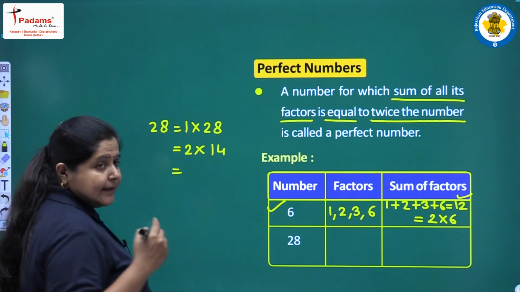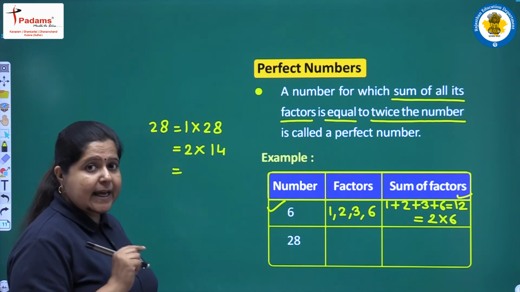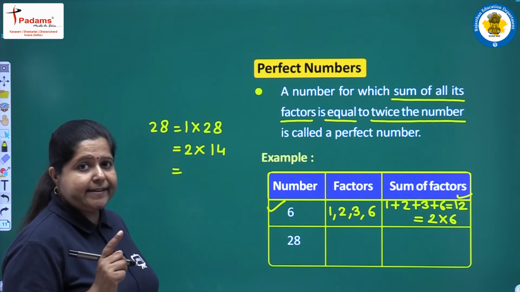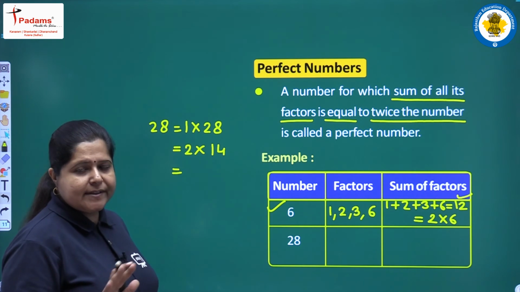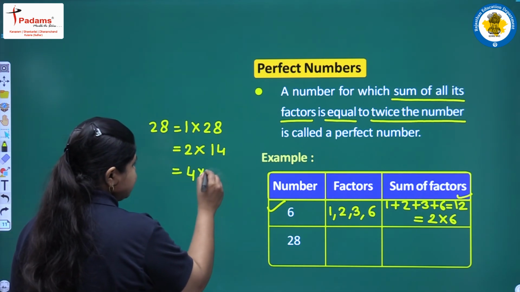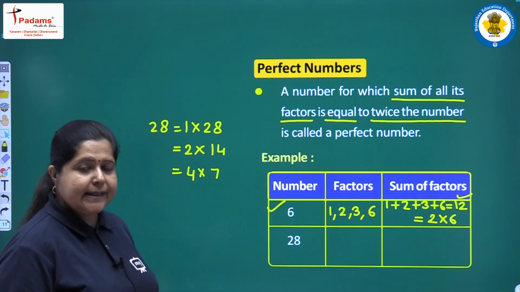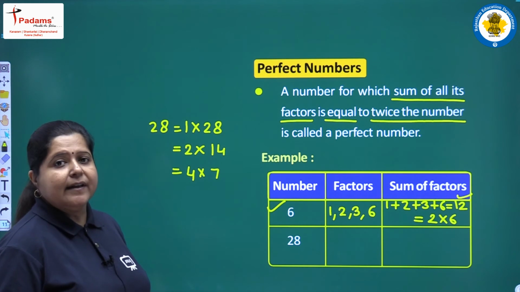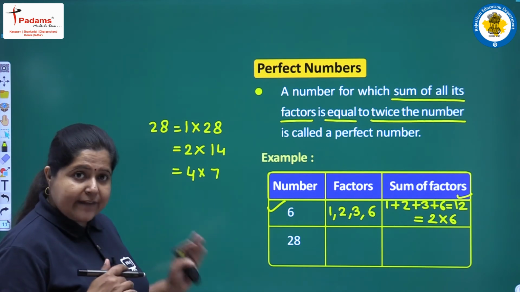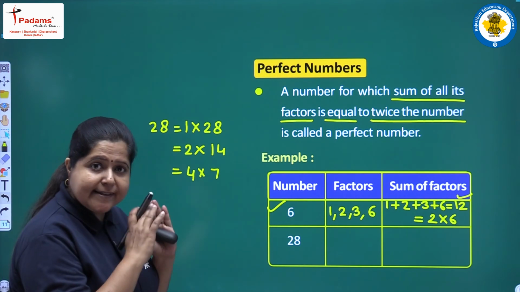Then 3. Is 28 present in the table of 3? No, 3 9s is 27 and 3 10s is 30. So 28 is missing there. Come to the table of 4. Yes, we know 4 7s are 28. Then in table of 5 it's not there. In table of 6 it's not there. Then in table of 7 we have it, and 7 we have already taken. So the repetition has started.